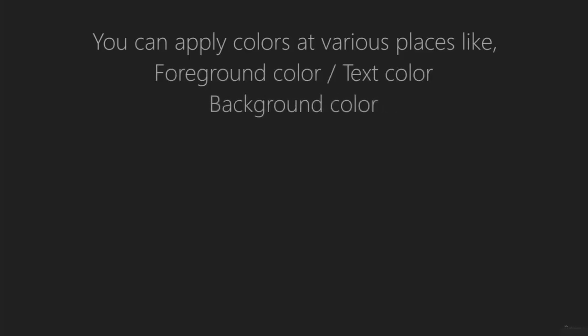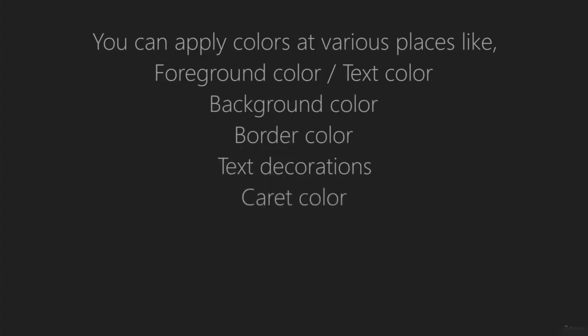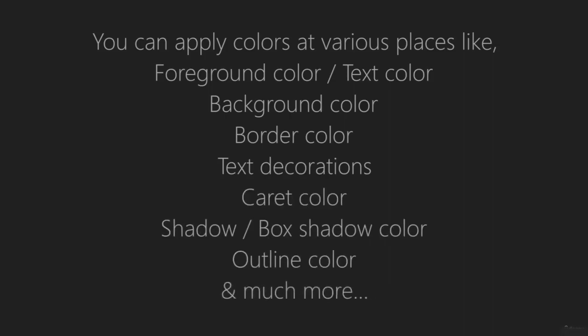Various places where you can apply color are the foreground color, that is the text color, background color of the elements, border color, text decorations, caret color, shadow or box shadow color, outline color, and much more. We will learn different ways or methods to assign color values such as RGB, hexadecimal, or HSL in detail. So let's dive into this colorful section, that is using colors with CSS.